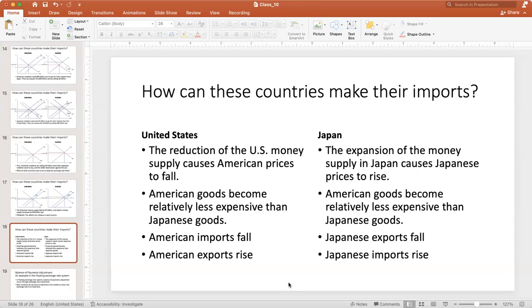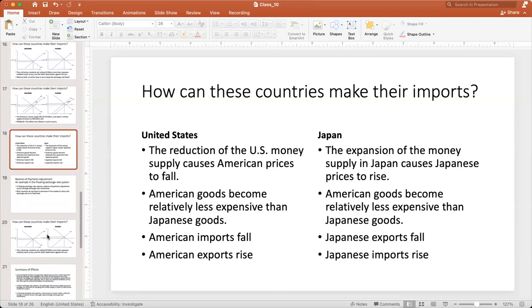Why do their exports rise? Because in Japan the contrary is happening. For Japanese, American products are cheaper, so they will import more from America. And because Japanese prices are higher, they are not selling these products into the American market because Americans prefer to buy American products. So that's why there is an adjustment in the balance of payments in a fixed exchange rate.